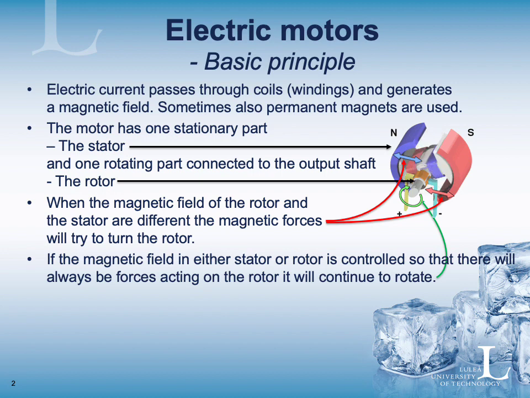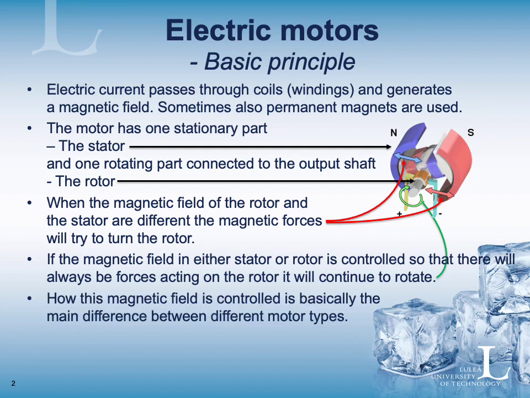And if the magnetic field in either stator or rotor is controlled so that there will always be some force acting on the rotor, it will continue to rotate, and then we have a motor. And how this magnetic field is controlled is basically the main difference between the different types of motors that we will discuss in this lecture.